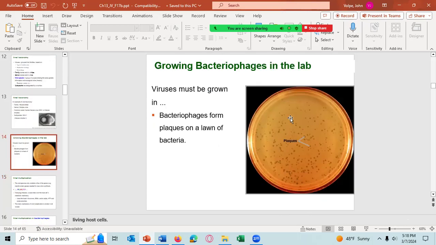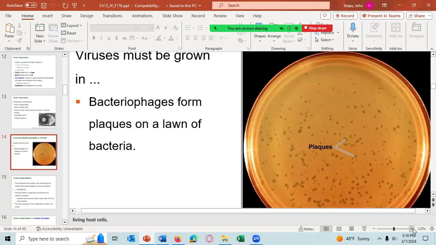All right, this is something that I've done, growing bacteriophages in the lab. Remember, a bacteriophage is a virus that infects bacteria, and how you can grow them in the lab is you can plate out a plate with a lawn of bacteria. In this region here, it looks white because that's from the bacteria growing on the plate.